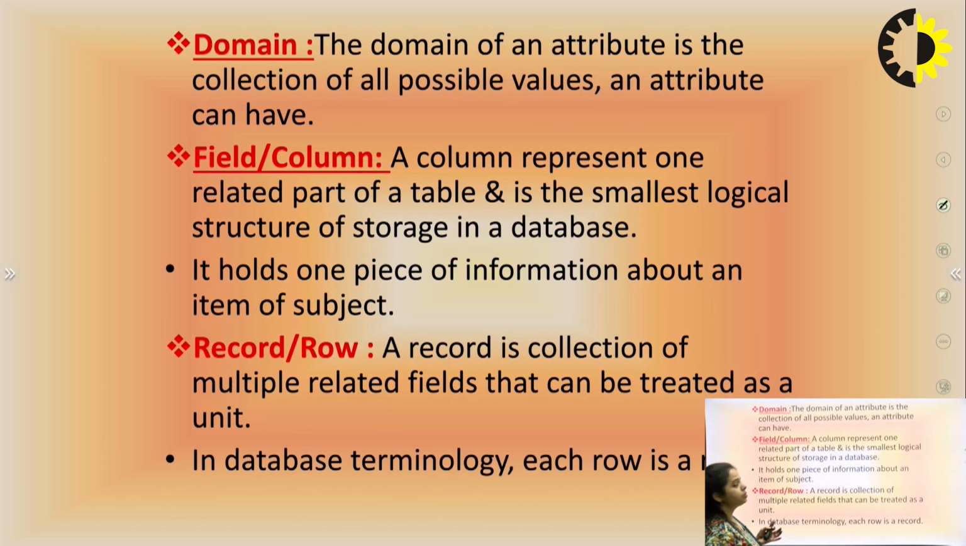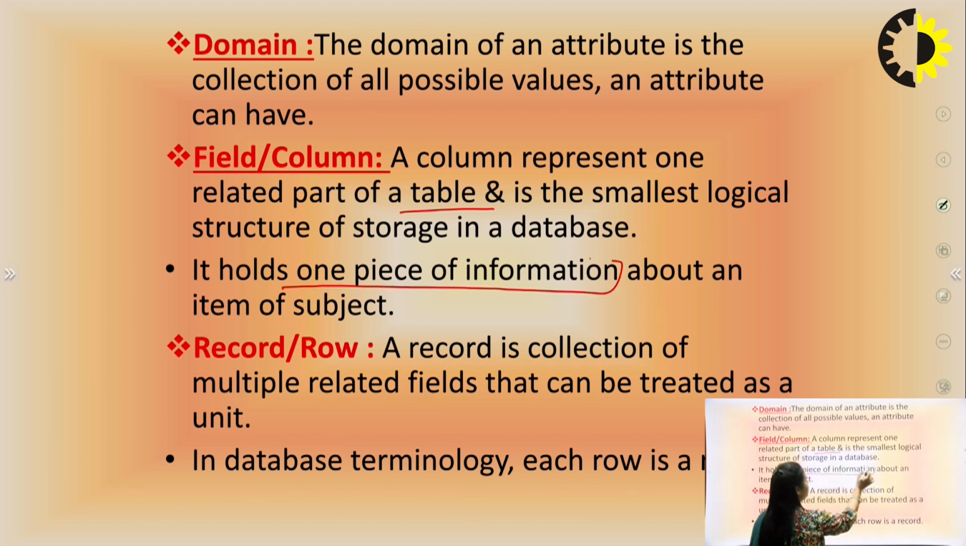Next, there are some terminologies which we use in the ER diagram, ER model. First is domain. The domain of an attribute is the collection of all possible values an attribute can have. Next are field and column. A column represents one related part of a table, is the smallest logical structure of storage in the database, and it holds one piece of information.